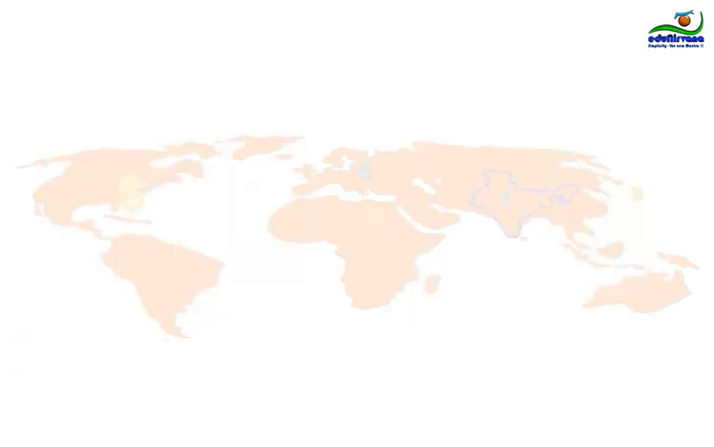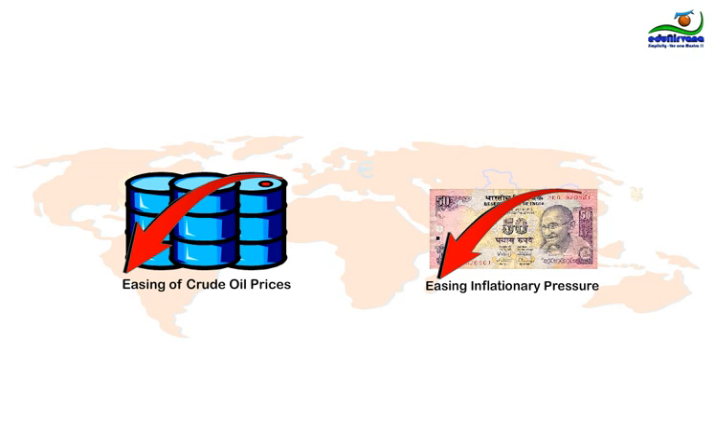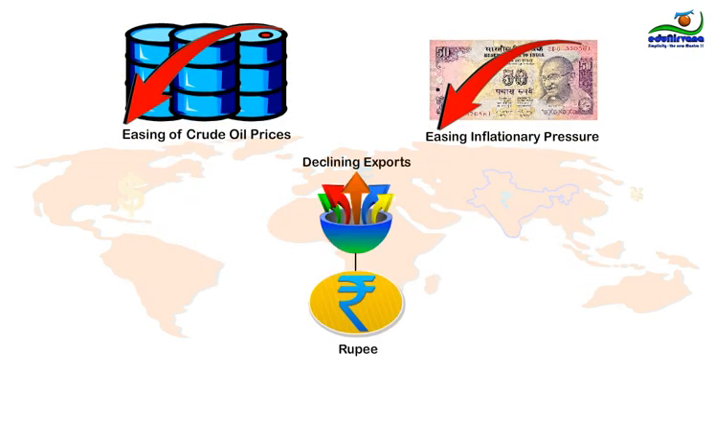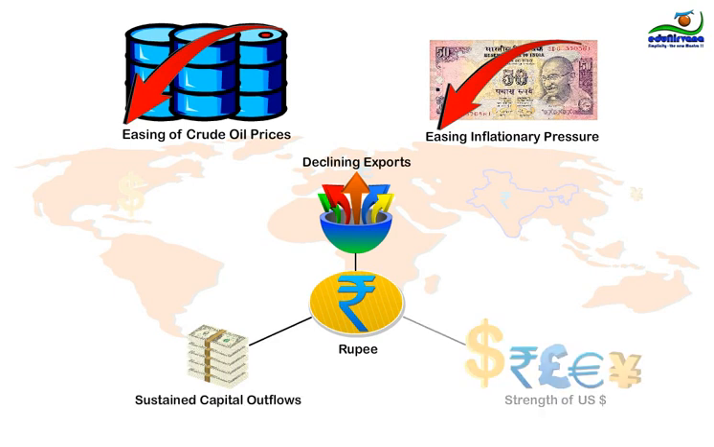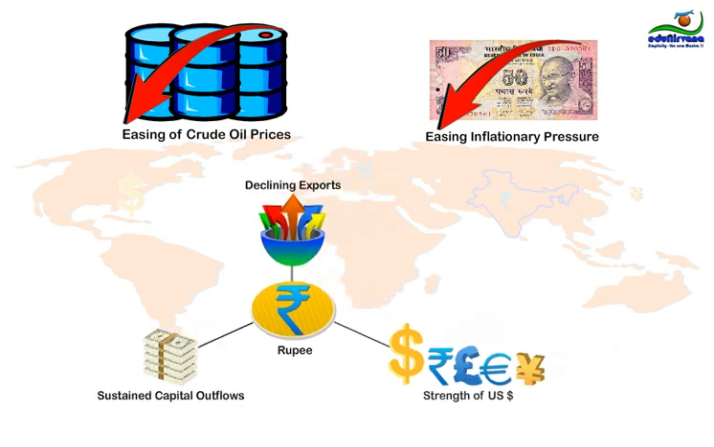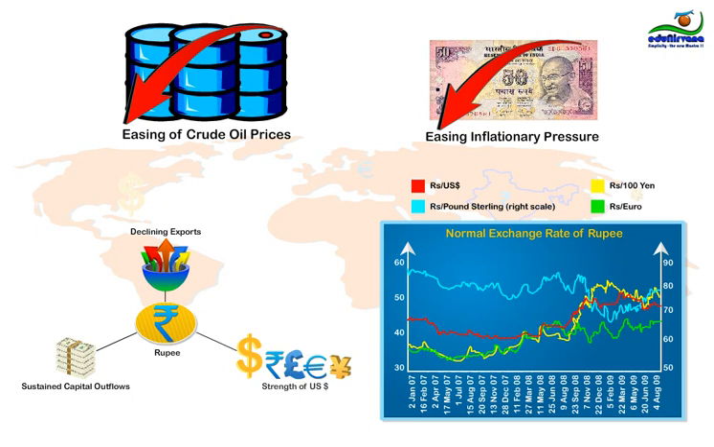Despite significant easing of crude oil prices and inflationary pressures in the second half of the year, declining exports, sustained capital outflows, and strength of the US dollar against other major currencies continued to exert depreciating pressure on the rupee, taking the rupee-US dollar exchange rate to a low of 52.09 rupees per US dollar on March 5, 2009.